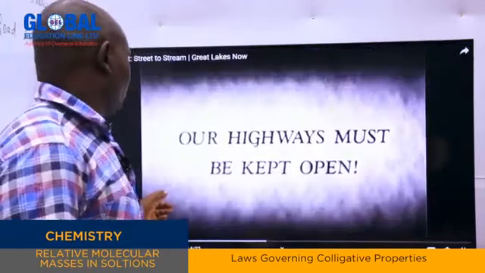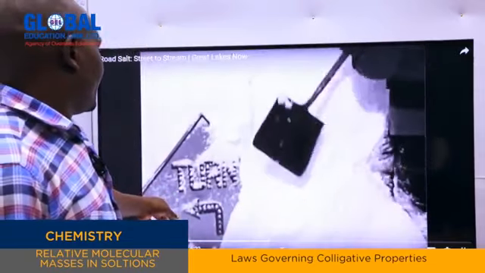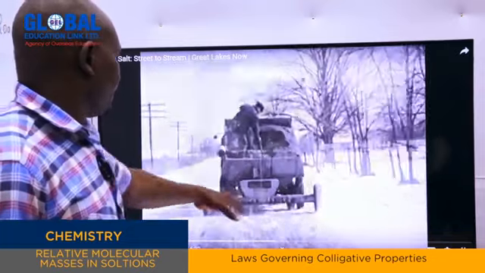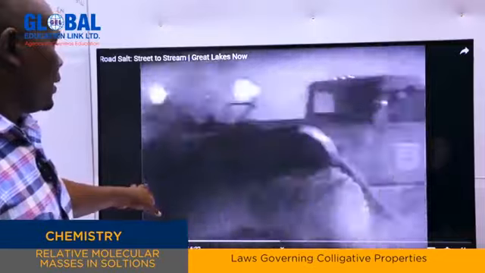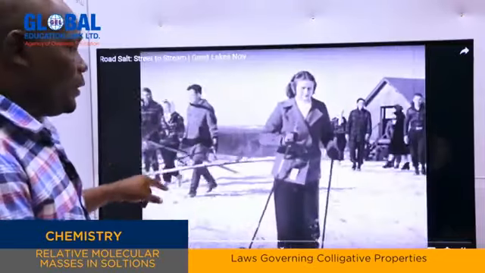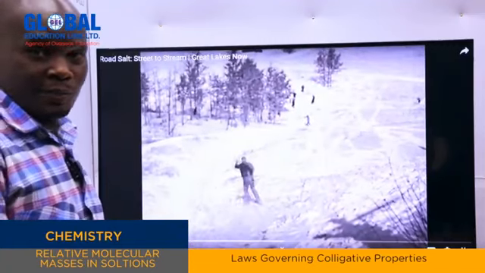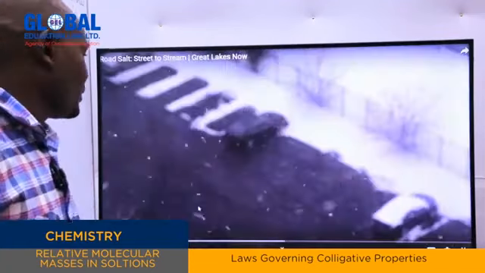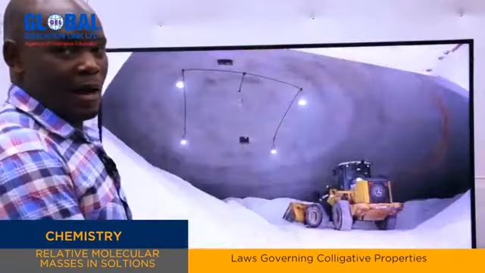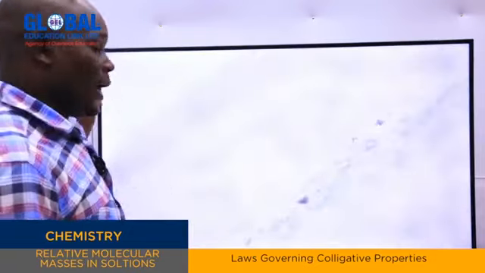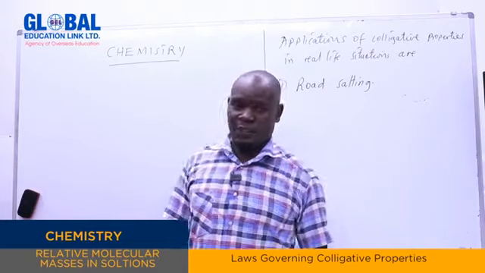Now, do we see the highways being spread? The cars are spreading the salts on the highways, and those salts are there to lower the freezing point of ice, so that there can no longer be ice on the road surface. Therefore, cars can continue passing without any obstacles, since the ice has melted. So that is what we call freezing point depression.